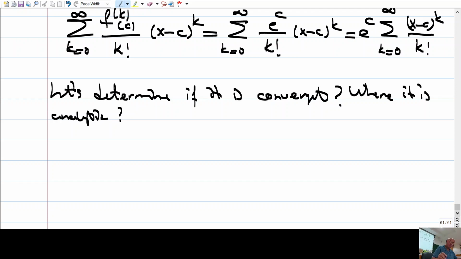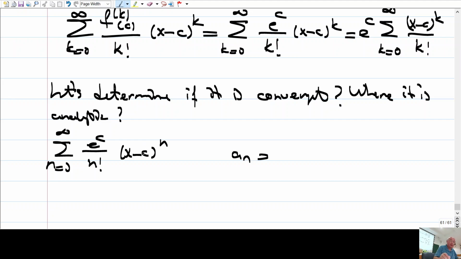Now I have this power series, e to the power c times the sum of x minus c to the power n over n factorial. How can we find the radius of convergence? We have to write down what a_n is for this, right? This is a power series, and a_n is the coefficient of x minus c to the power n. So it is just e to the power c over n factorial.